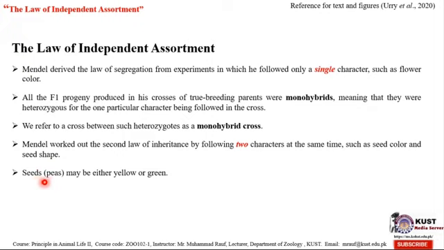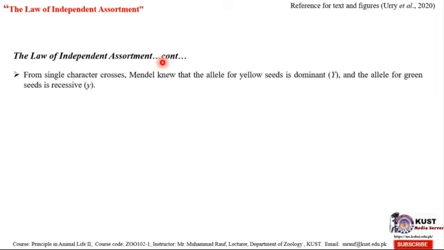Now, seeds may be either yellow or green. They may be round or wrinkled. So these two characters were under consideration, and thereafter Mendel deduced his findings and formulated them into a law which is known as the Law of Independent Assortment. From single character crosses, Mendel knew that the allele for yellow seed is dominant and the allele for green seed is recessive.